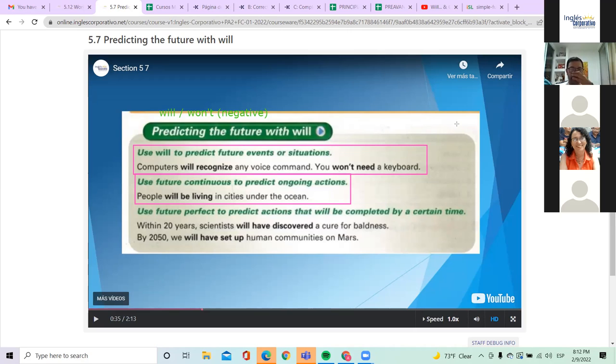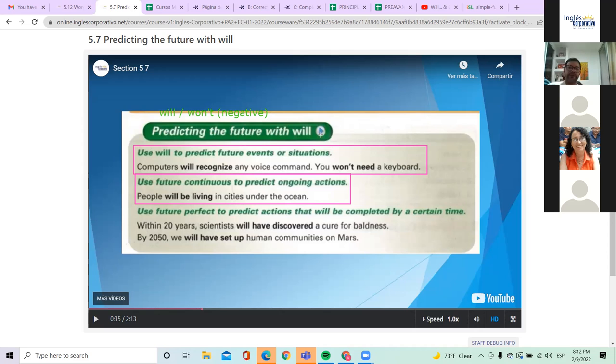It is continuously happening. It's safe to say that it will happen, and it will happen for an amount of time. So it won't be a one-time event, but a period of time where that will happen. So people will be living in cities under the ocean. Not one day, not for a month, but they will be living, and we don't know for how long, right? For an undetermined amount of time.